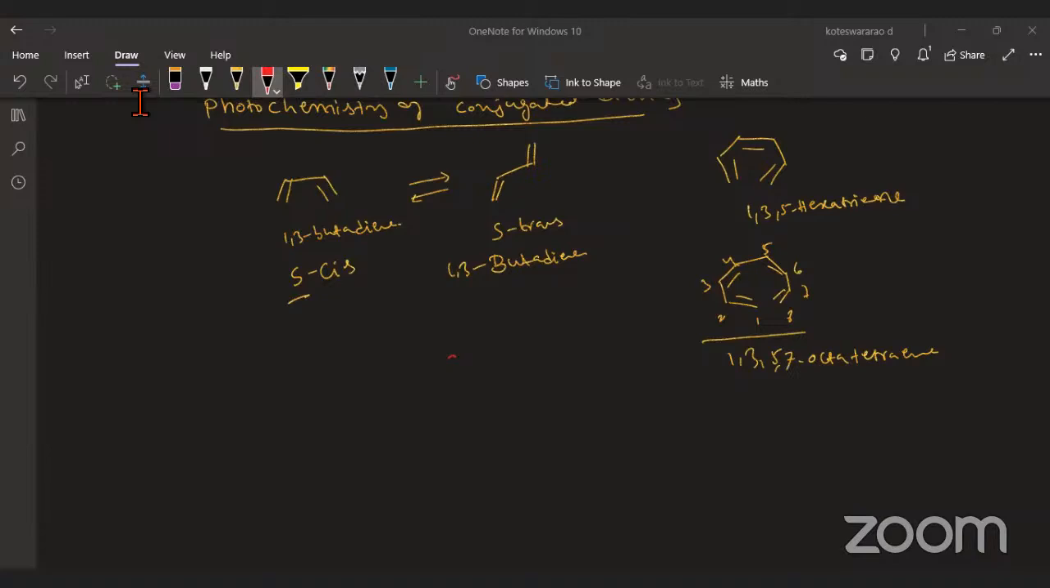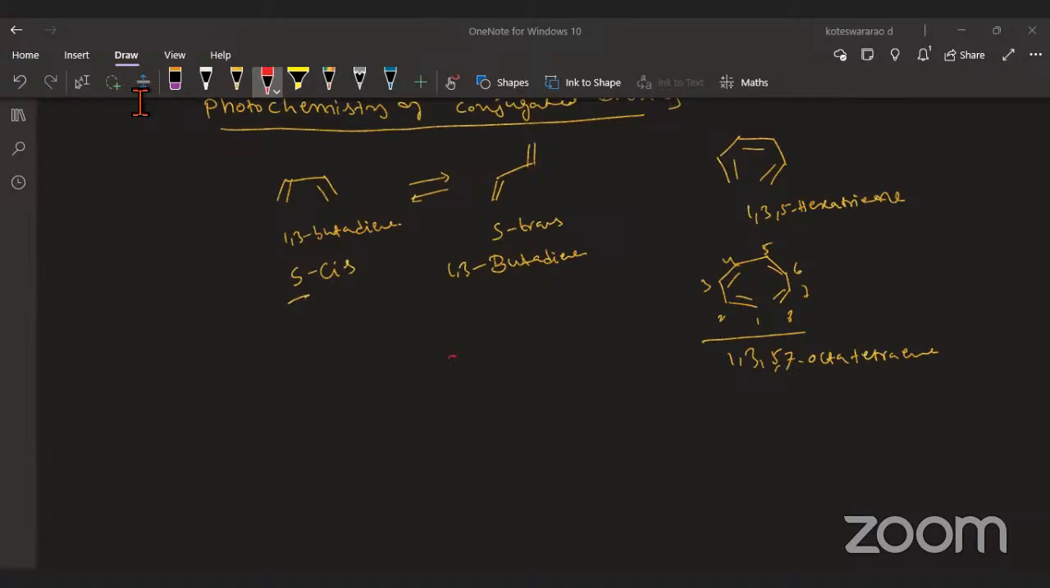Actually, 1,3-butadiene or 1,3,5-hexatriene have triplet energy states that are somewhat higher in energy. Therefore, direct irradiation of these conjugated dienes produces π to π star singlet states.